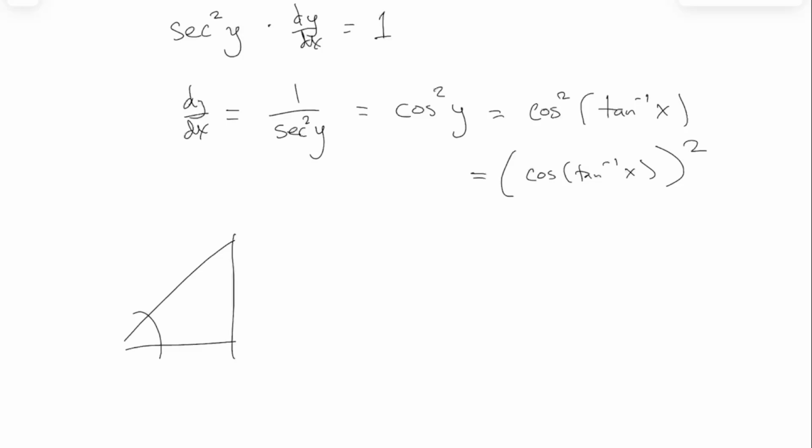I want the tan to be x. Opposite would be x and adjacent would be 1. Great. The opposite should be x and the adjacent should be 1. That way the tangent of this thing is x over 1.